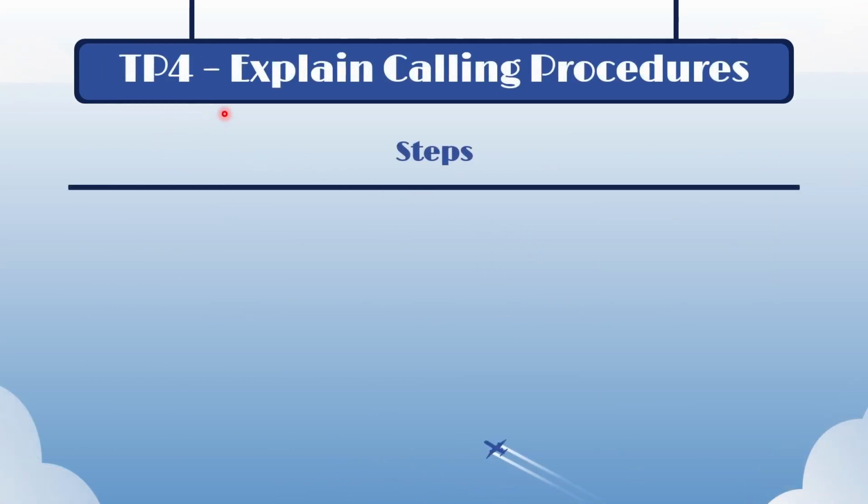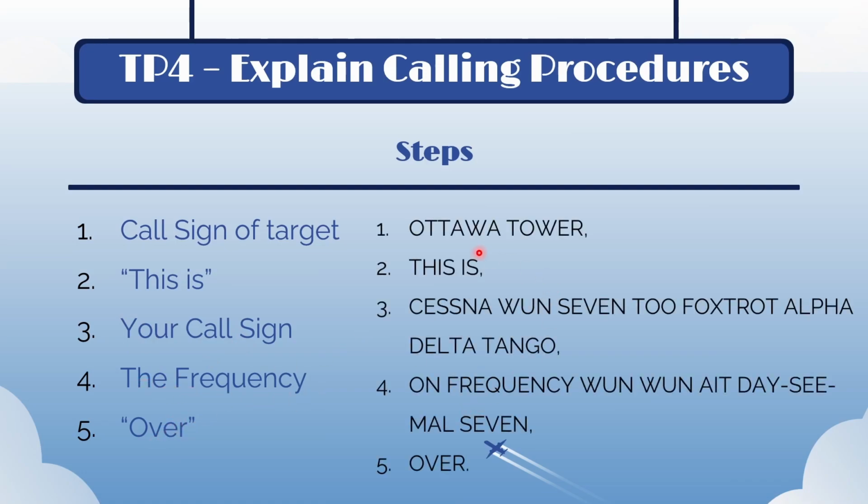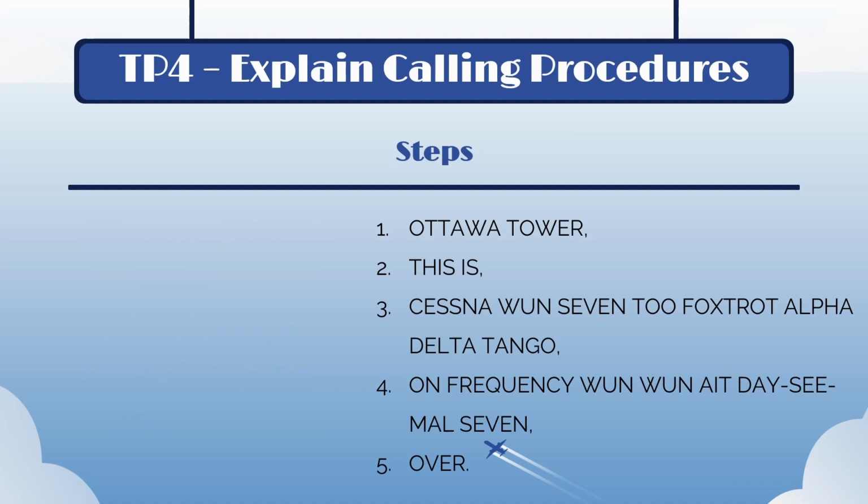Okay, last teaching point. Teaching point 4, explain calling procedures. So basically when you call whoever, you say the call sign of the target, and then you say "this is", and then your call sign, and then the frequency you're on, and then you say "over". So an example of this would be: "Ottawa Tower, this is Cessna 172 Foxtrot Alpha Delta Tango on frequency 118.7, over." Right, that would be an example of how you call Ottawa Tower as Cessna 172 Foxtrot Alpha Delta Tango. So after giving that, Ottawa Tower will give you a response.